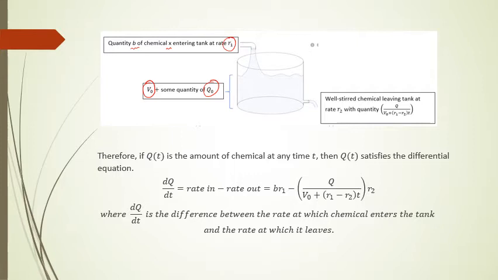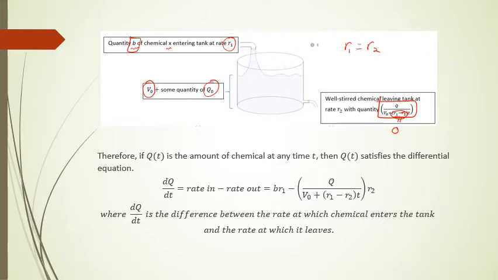Then at the same time, the chemical is leaving the tank at rate R2, with quantity Q over V0 plus R1 minus R2 times t. So we have to subtract R2 from R1. If R1 equals R2, we don't need to subtract, it becomes zero, so this is equal to 0. We will see that situation shortly.